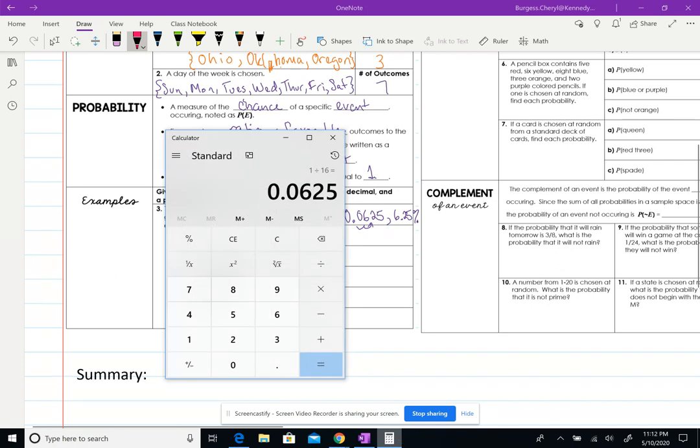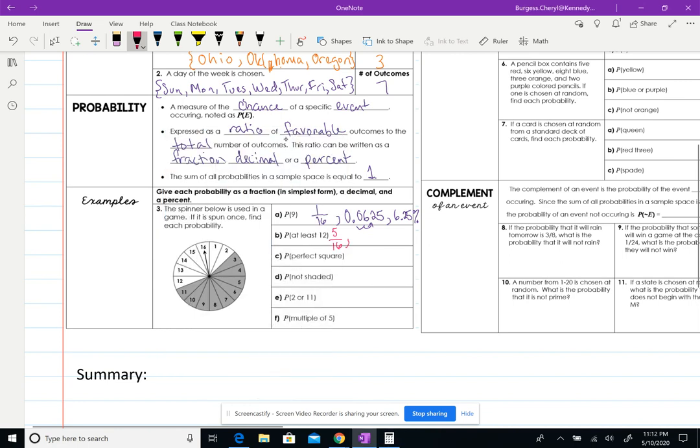So I'm going to get my calculator and I'm going to do 5 divided by 16, 0.3125. And as a percent, we'll move our decimal place 2 places to the right. That's 31.25%. Okay.